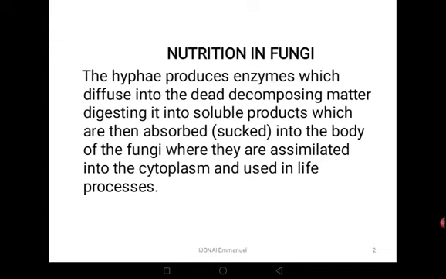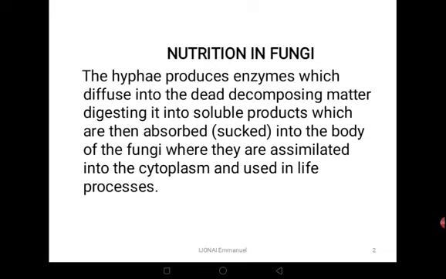And the hyphae, which form the mycelium, produce enzymes. It has the capacity to secrete enzymes, which diffuse into the dead decomposing matter, digesting it into soluble products, which are then absorbed or sucked into the body of the fungi, where they are later on assimilated into the cytoplasm and used for life processes. So this kind of nutrition is very interesting.